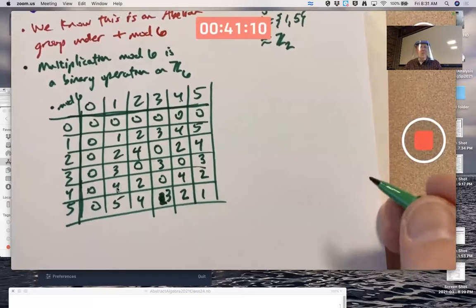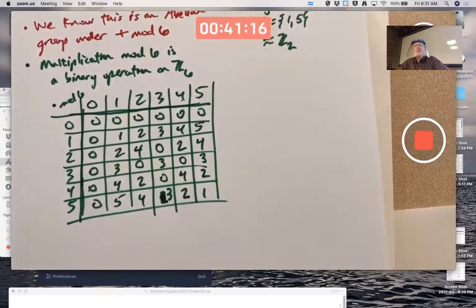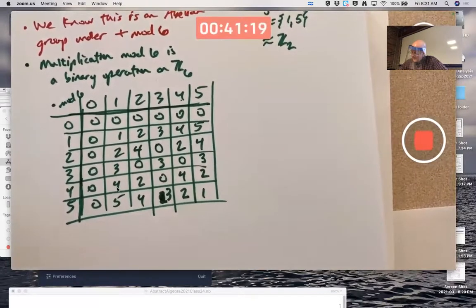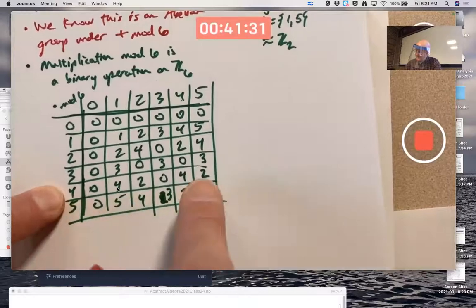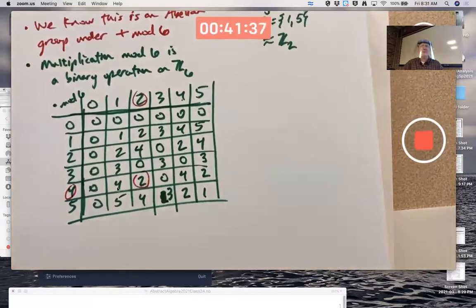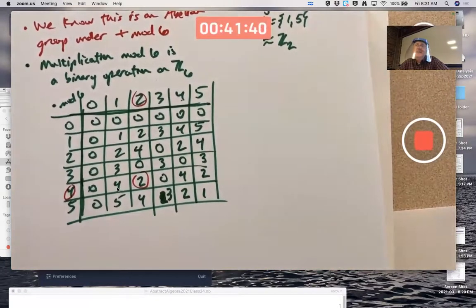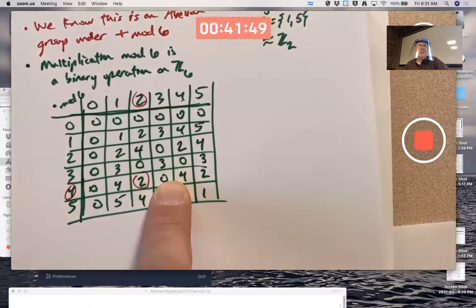Interesting. 1 only occurs in this table in 2 spots. 1 is acting as a multiplicative identity. But wait a minute. 4 is actually acting like a multiplicative identity as well to some degree. 4 times 2 is 2. So there are two multiplicative identities? Well, 4 times anything is not necessarily the anything. 4 times 3 is not 3. So 4 is almost more like a partial identity or something.